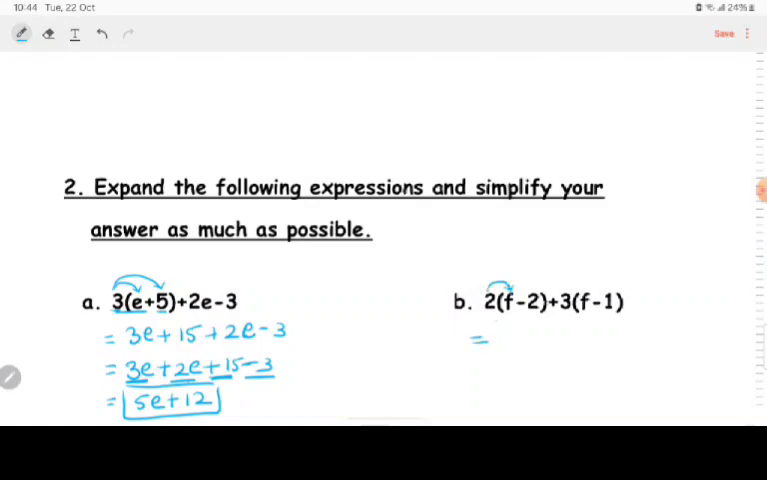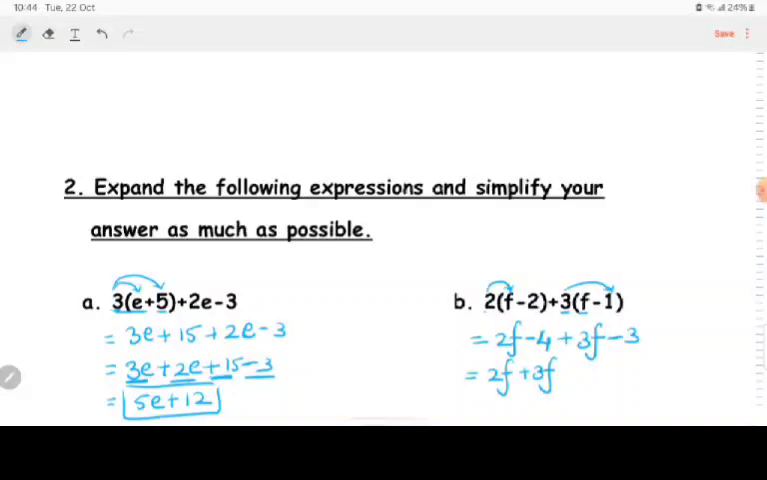2F. 2 into F makes it 2F, minus 2 into 4 makes it 8. Sorry, 3 into F makes it 3F. 3 into minus 1 makes it minus 3. Let's bring all the like terms together.